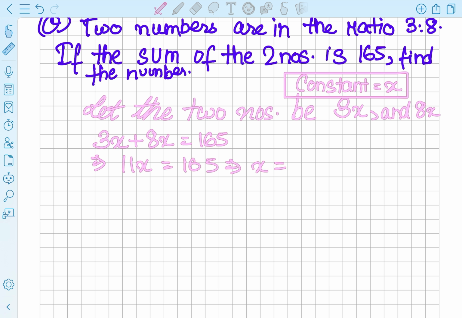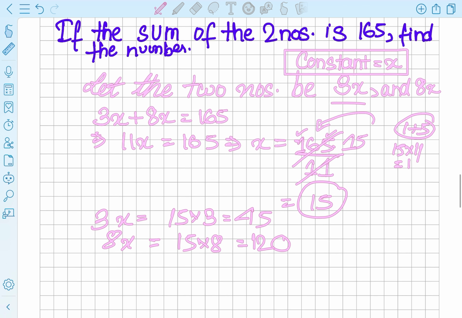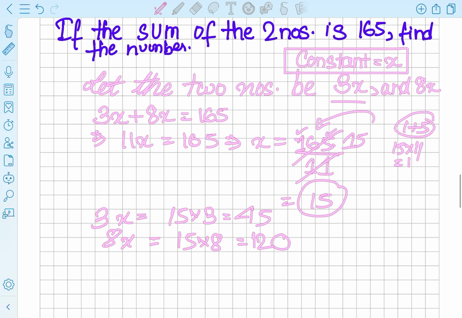Now you must know this trick, how to identify whether a number is divisible by 11 or not. Just see the first and last digits: 1 plus 5 is 6, and 6 is in the middle, which means it is divisible. 15 into 11 is 165. So x is 15. Now one number is 3x, so 15 into 3, 45. And the other number is 8x, which means 15 into 8, 120. Now these are my answers. This is how we solve a number problem. There are more complex number problems, but this is mainly it.